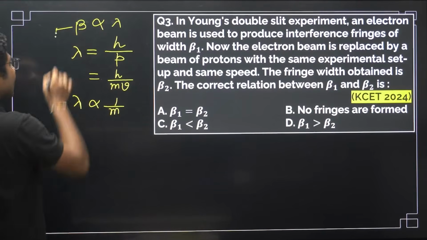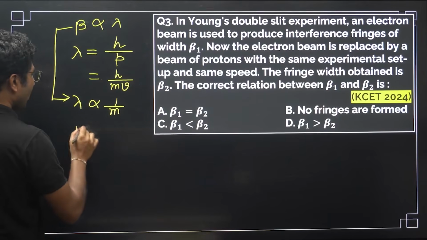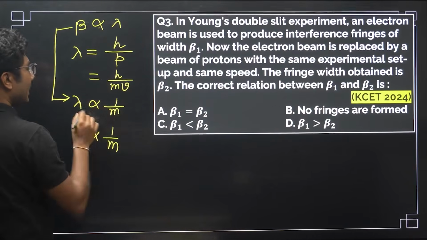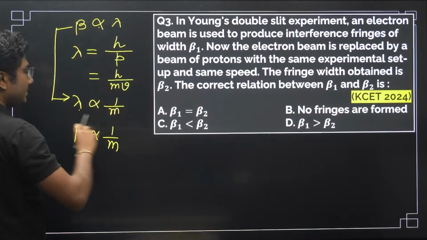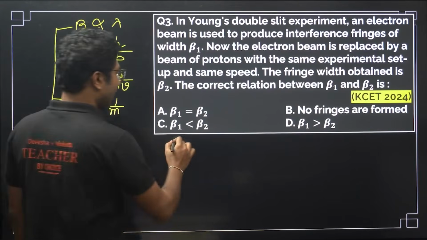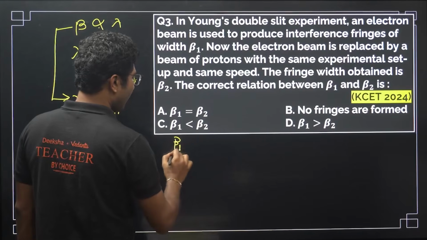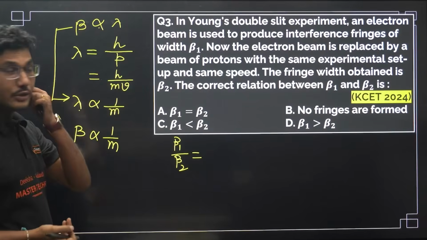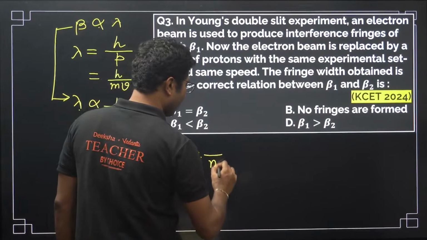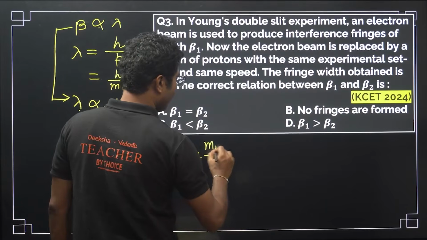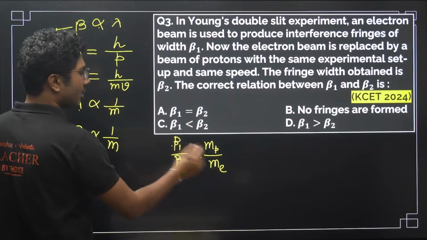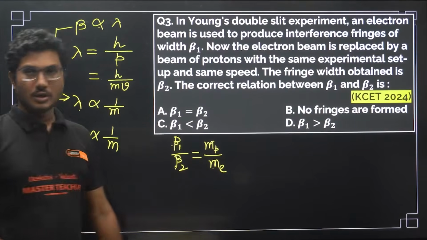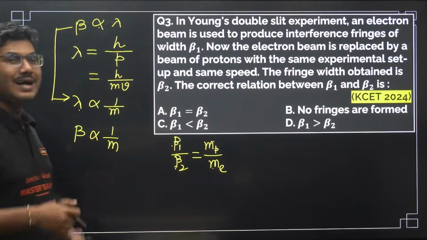Now if you combine this equation and this equation, we can say that fringe width is inversely proportional to mass, because it is directly proportional to wavelength and wavelength is inversely proportional to mass. So beta must be inversely proportional to mass, right? So beta 1 by beta 2. Beta 1 is the fringe width due to electron, and beta 2 is due to proton. It must equal the ratio of mass of proton to mass of electron, since they are inversely proportional, so it will be in the division.